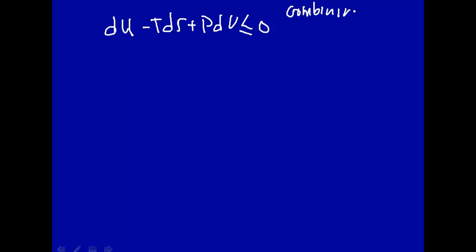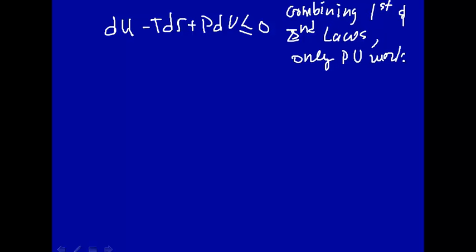So remember, when we were deriving criteria for spontaneity, for example, we had an equation like this: dU minus TdS plus PdV is less than or equal to 0. And we got this by combining the first and second laws and assuming only PV work. All right, so you might review that lecture if this doesn't look very familiar.